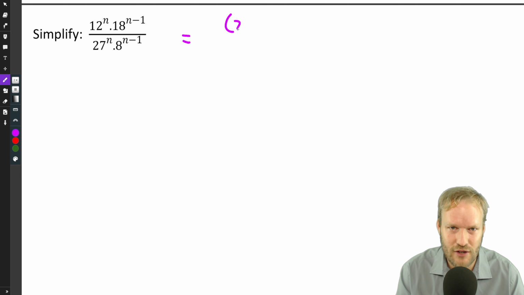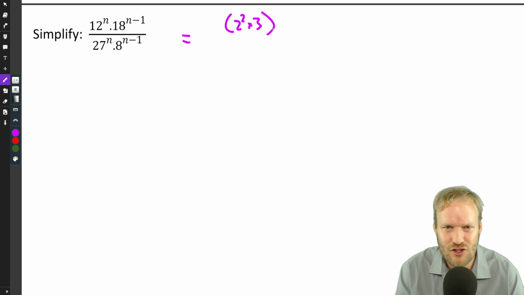So 12 we can write as 2 squared times 3. In other words, 4 times 3. And your calculator has a nice little shift factor button to use if you'd like to see that. So that's the first part here. Then we're multiplying. If you saw the last one, you would have known I'm a fan of these times signs, the old-fashioned ones, not this dot over here.